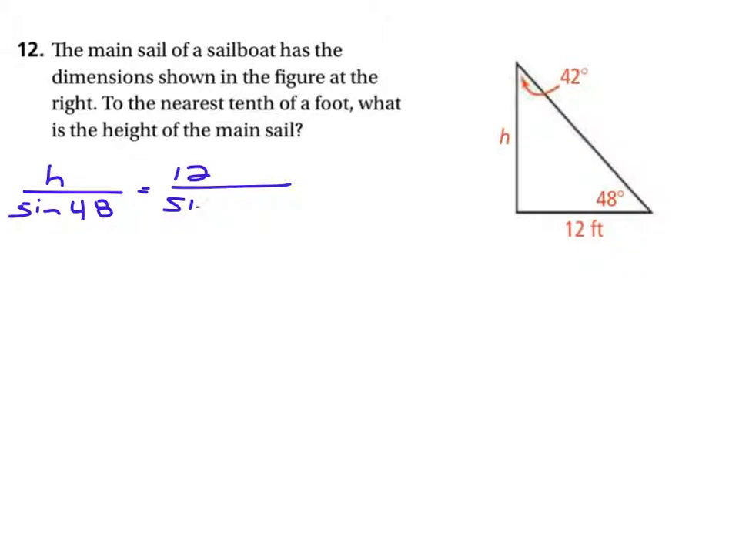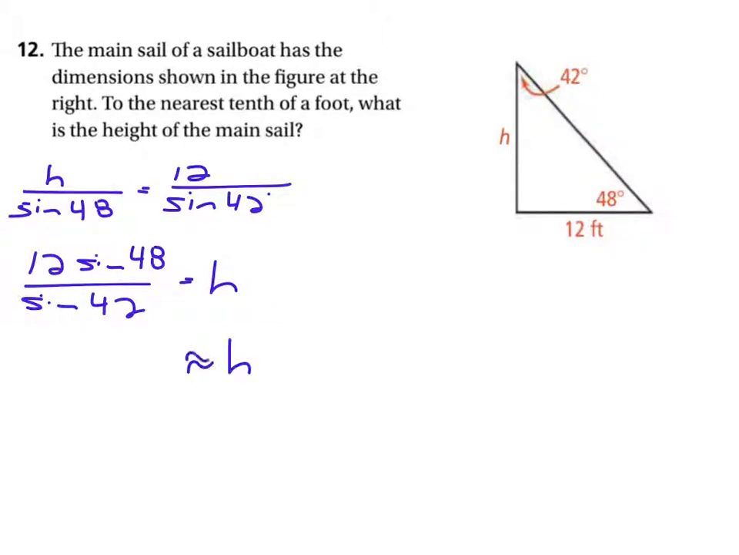And that's across or diagonal from the 42-degree angle, so sine of 42. So we know that 12 is opposite sine of 48, so those are diagonals. When I say opposite, I meant diagonal. Sorry about that. Divided by sine of 42 equals h.